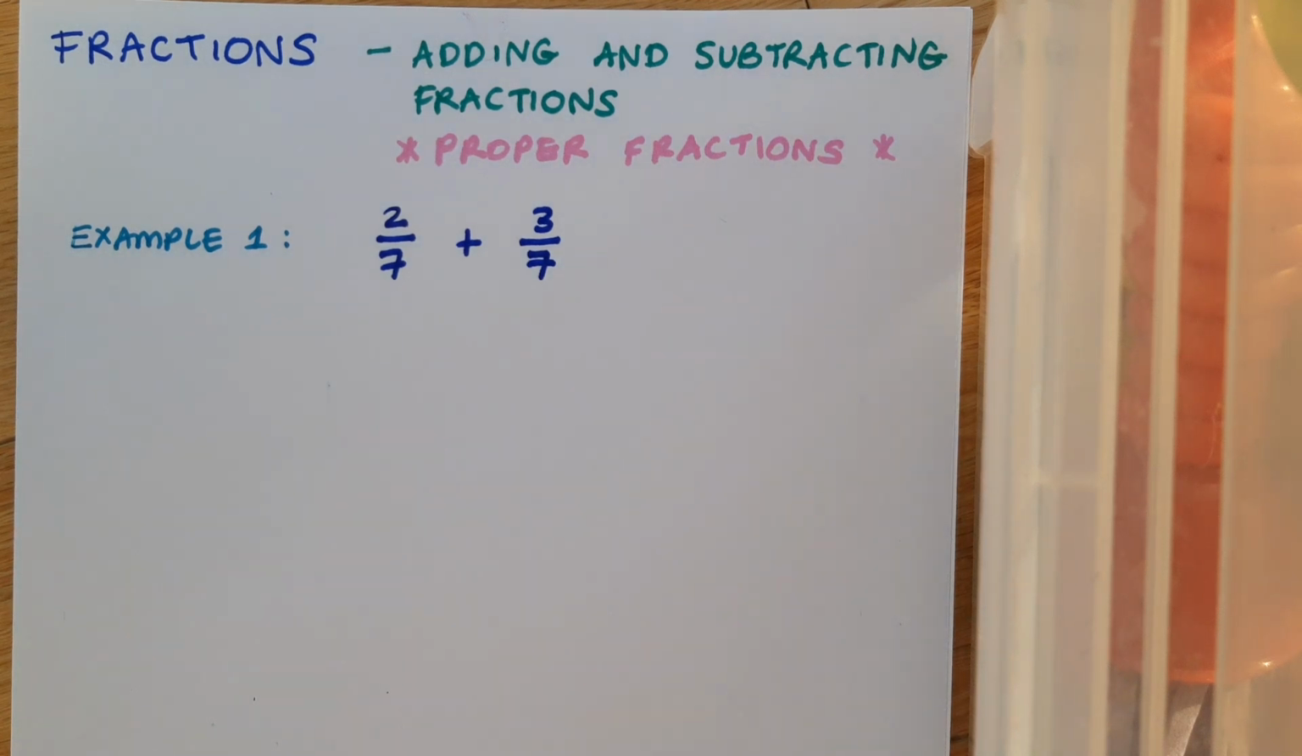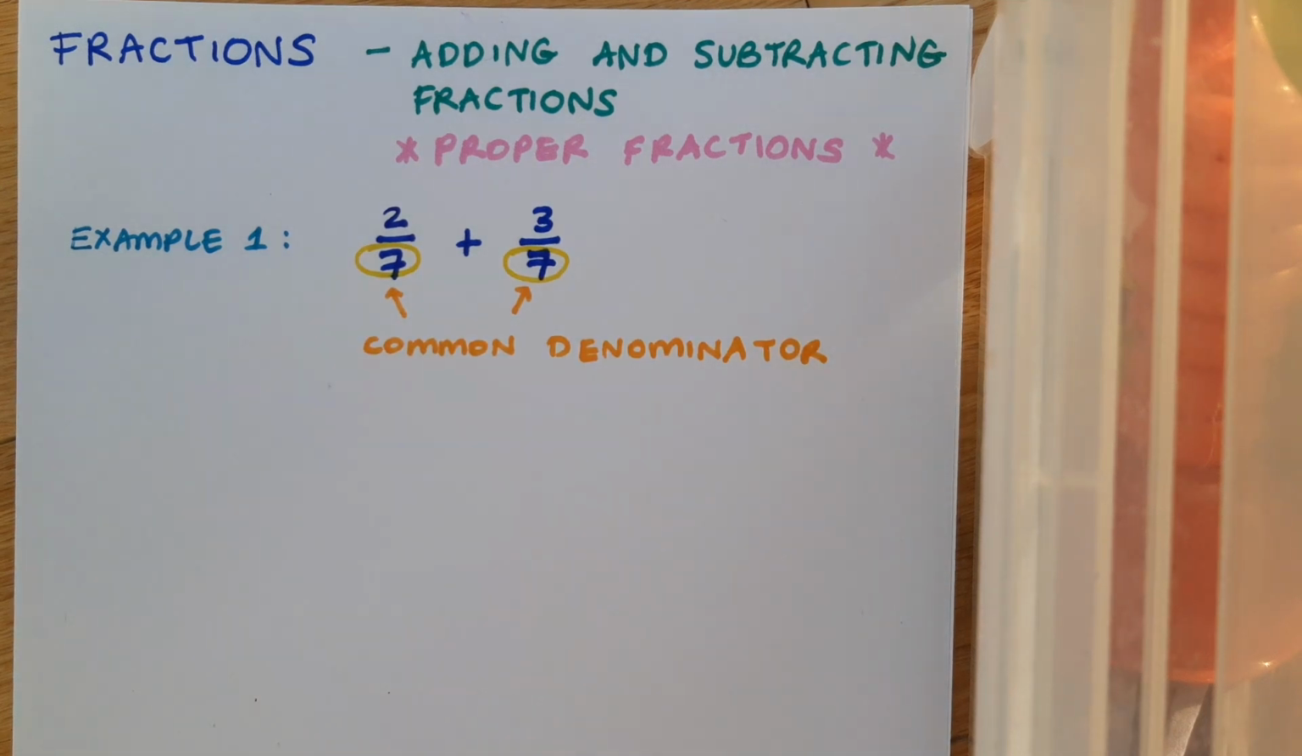Now this is a really easy example because you can see that the two fractions I'm trying to add have a common denominator. What this means is that they have the same denominator, and I need that to be able to add and subtract fractions. Once I have a common denominator, it's quite easy to proceed. All I need to do is add or subtract the numerators and then leave the denominator as it is. So in this case, I just say 2 plus 3 and the denominator stays as 7.